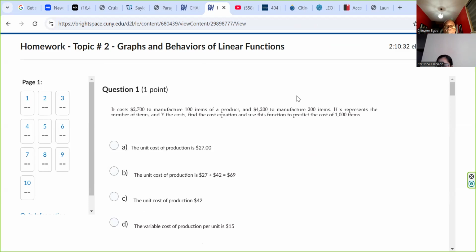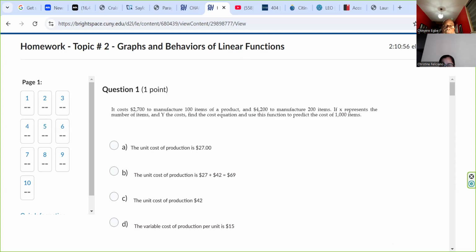So it costs $2,700 to manufacture 100 items. And $4,200 to manufacture 200 items. So this is the typical question that requires you, or from which you can develop an equation.